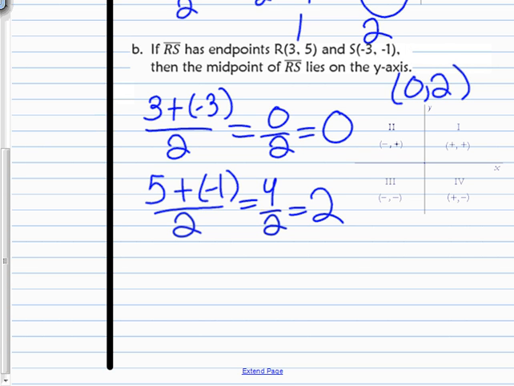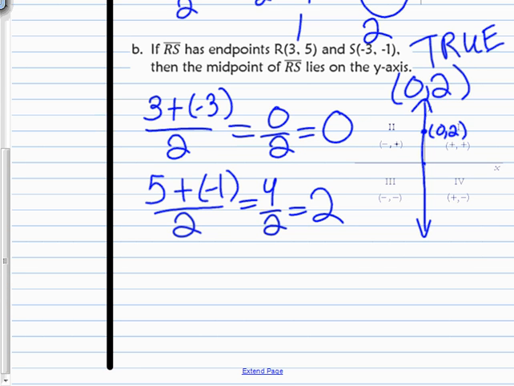So let's plot (0, 2). So 0 on the x-axis is right here, 2 on the y-axis. Let's say it's right here. So this is point (0, 2). Would you agree that it's lying on the y-axis? Yes, it is. The point is lying right on the y-axis. So yes, this is true.